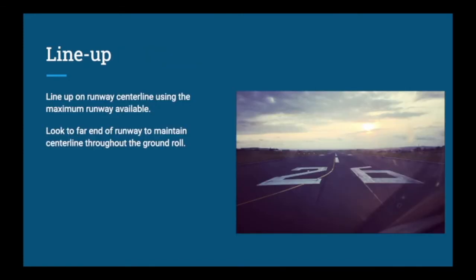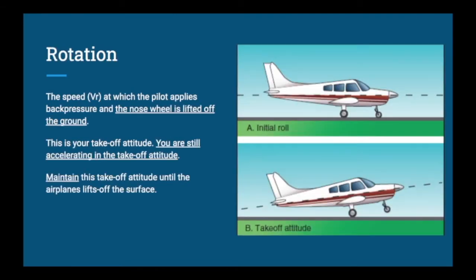Okay, so lining up on the runway center line, we want to use maximum runway available. You can see in this diagram, we're lined up runway 26. And if you look at the far end of the runway, it's going to help you maintain center line. We don't want to stare directly on the ground in front of us.